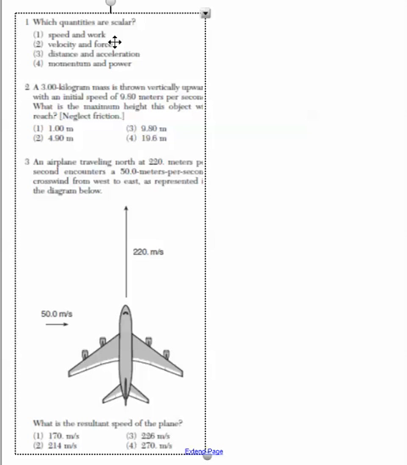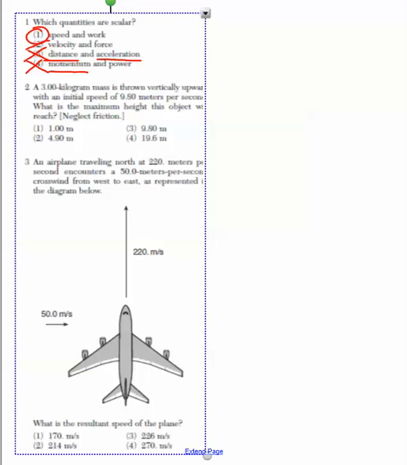So the first question asks about vectors versus scalars. It says, which quantities are scalars? So we have to first think about what a scalar means. It means that it has magnitude but not direction. So velocity and force are both vectors. Distance is a scalar, but acceleration is a vector, so that gets rid of choice 3. And then likewise, momentum is a vector, but power is not, so that gets rid of 4. So speed and work or any type of energy are both scalars.